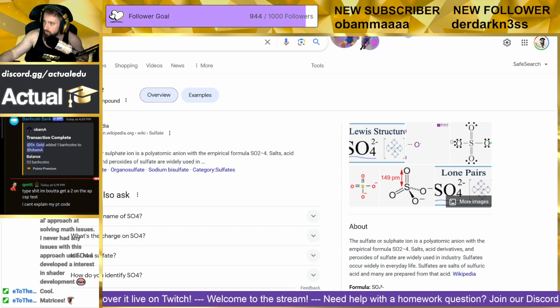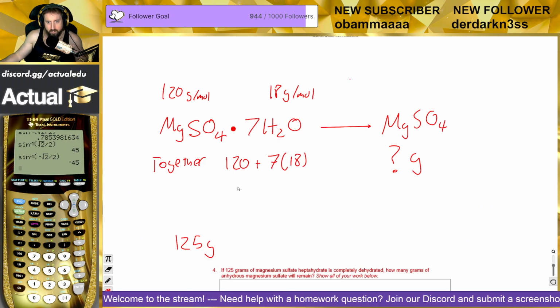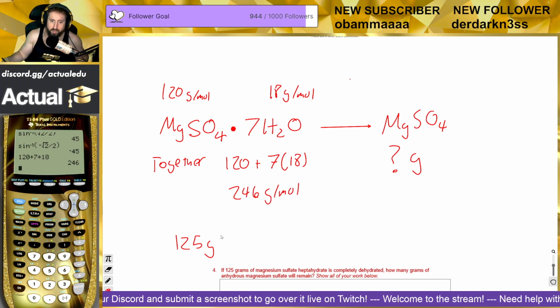Okay, calculator. So we have 120 plus 7 times 18. That's going to give me 246 grams per mole. And I want to figure out the number of moles that are in 125 grams.